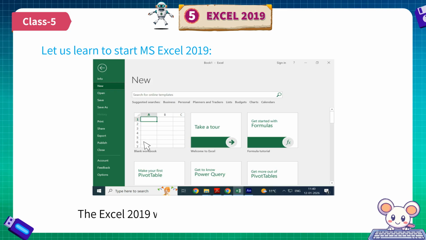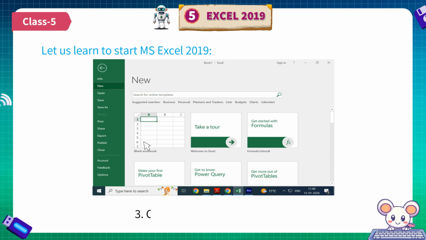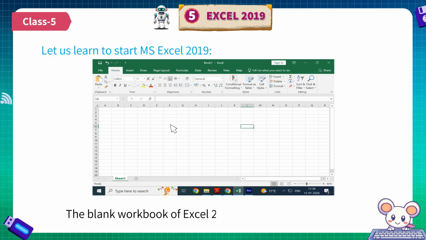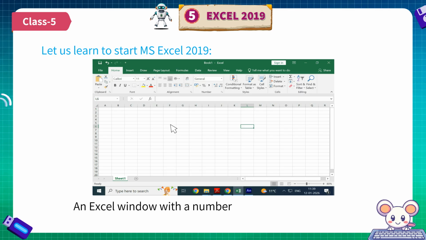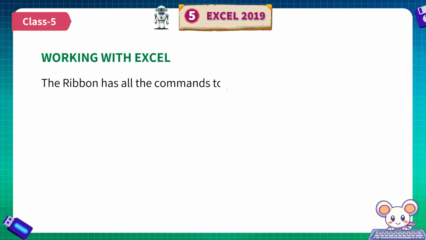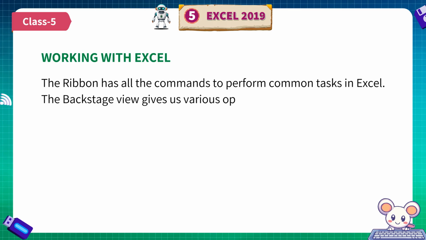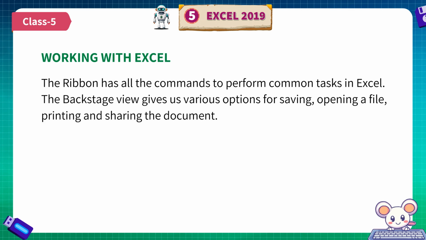The Excel 2019 window will appear with a Start screen. Step 3. Click on the blank workbook. The blank workbook of Excel 2019 will appear in front of us. An Excel window with a number of components appears for data entry, calculations, etc. Working with Excel. The ribbon has all the commands to perform common tasks in Excel. The Backstage view gives us various options for saving, opening a file, printing and sharing the document.